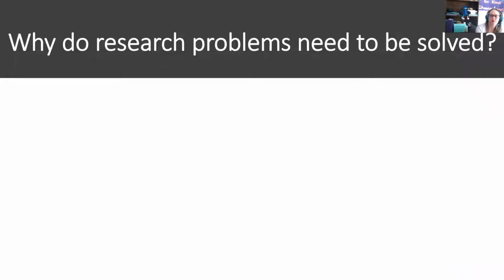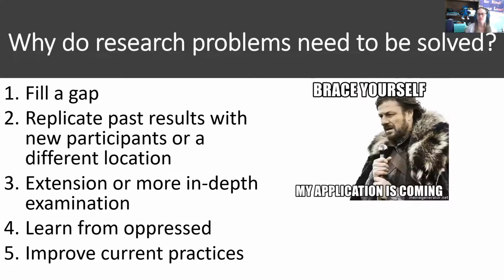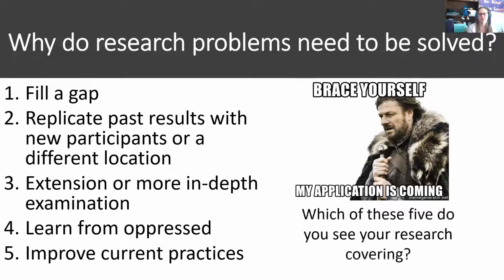So why do research problems need to be solved? There are 5 reasons. They fill a gap, replicate past results with new participants or a different location, extend past research, provide a more in-depth examination, learn from oppressed groups, and number 5 is improve current practices. So now thinking about the research that you're conducting right now, go ahead and take a moment to reflect and think about which of these 5 you see your research covering. Possibly it's one of them. Maybe it's all of them.